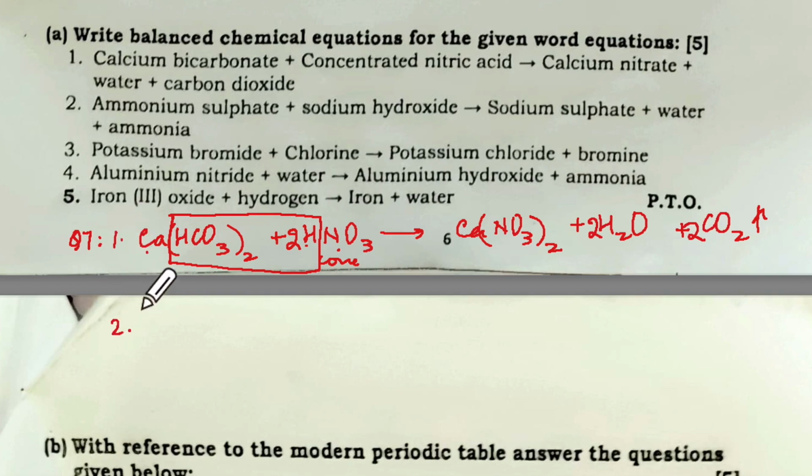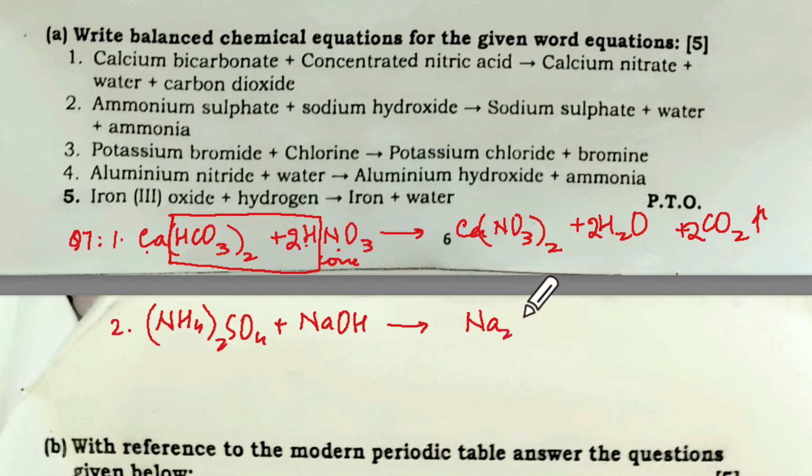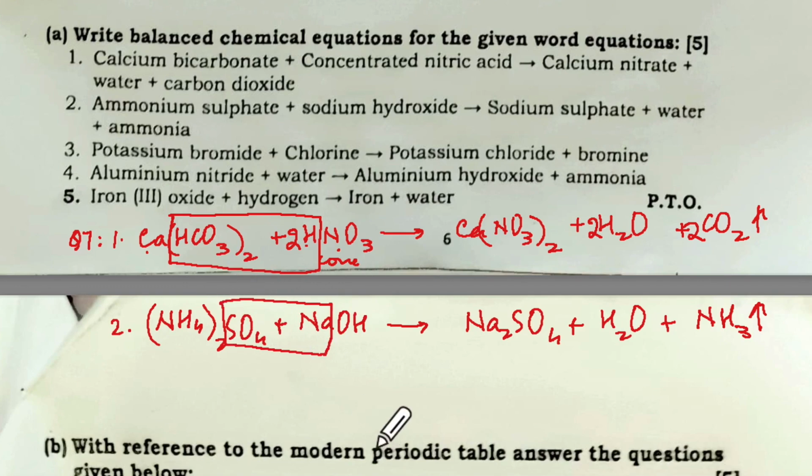Understood or no? Ammonium sulfate. What is the formula? (NH4)2SO4 plus NaOH gives sodium sulfate, Na2SO4, plus water, H2O, plus ammonia, NH3 up arrow. Do this like good children. Did that? Now 2NH4 will need 2OH and 2Na will take SO4, so you get this.